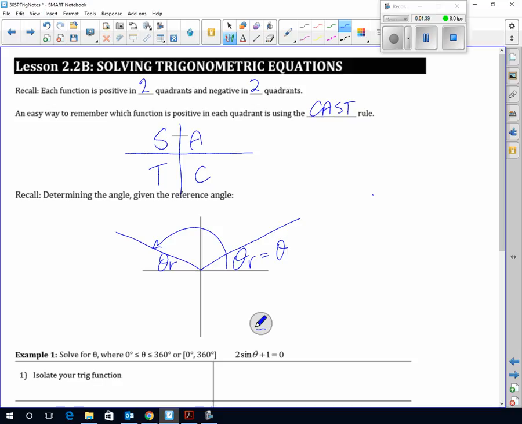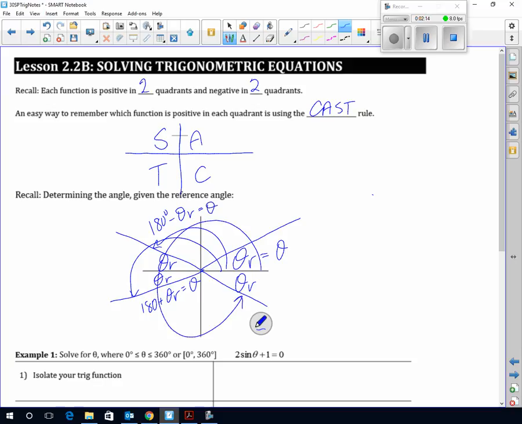How about if theta is in the third quadrant, how would I determine what that angle is? 180 plus the reference angle equals your related angle. And last but not least, how would I figure out the related angle in the fourth quadrant, all the way around? 360 minus the reference angle gives me my related angle. Okay, so this is all review.